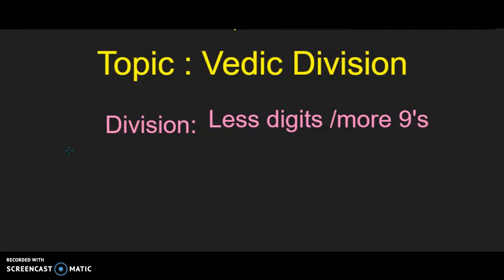In today's class of Vedic maths, we are discussing Vedic division. In this class, we will discuss how to divide when there are fewer digits in the numerator than the number of 9's in the denominator. For example, we can have 2 digits in the numerator and 3 digits in the denominator, like 999. You will understand it well. Let us take a look at today's questions.